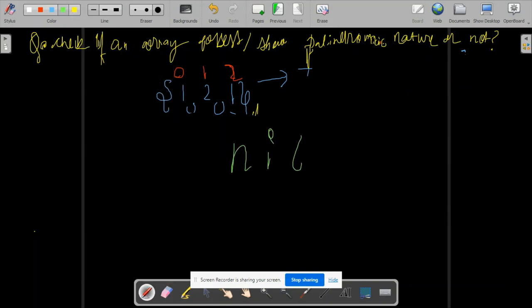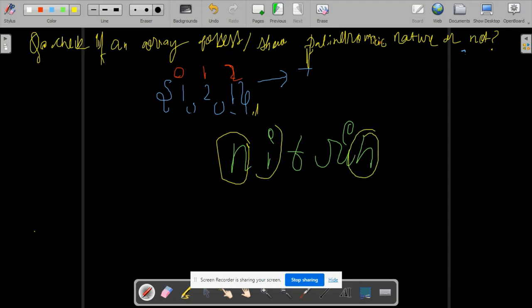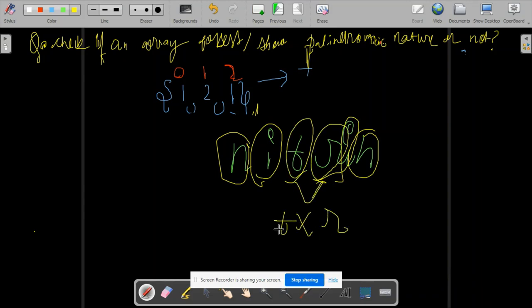Suppose I am writing Nitrin. Nitrin, I am writing. Although this is matching with this I, this T is not matching with this R. It means this is not a palindrome.